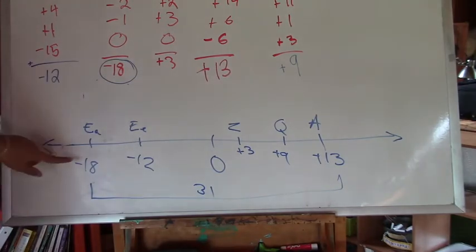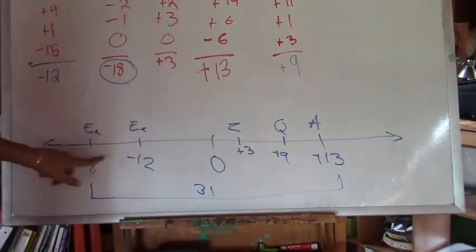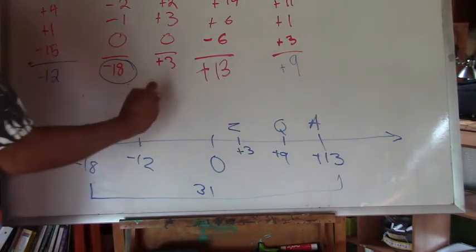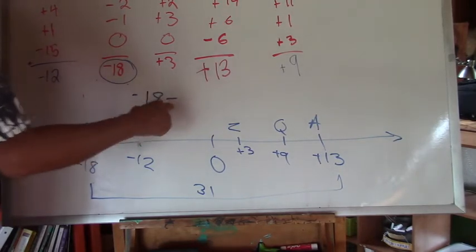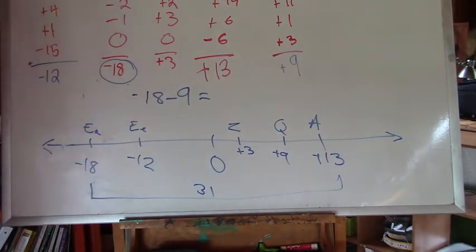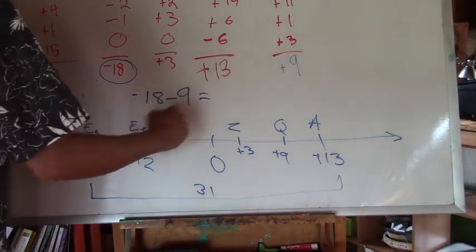I say 27. I like 27 too, from there to there. Okay, so we can, right? And I can write it down. I can say negative 18, the difference, and 9. The difference between those two is 27.